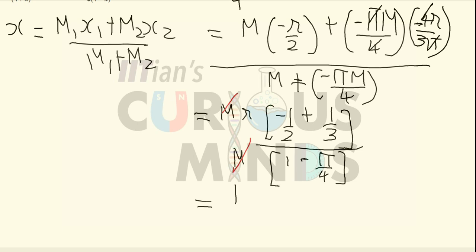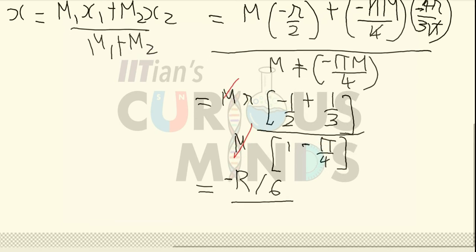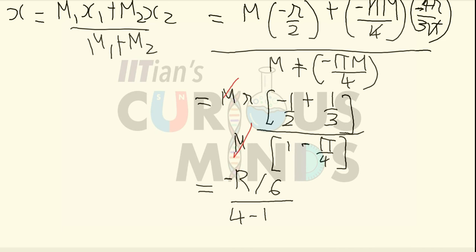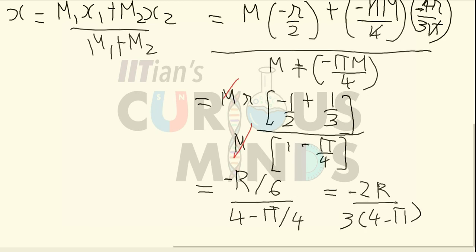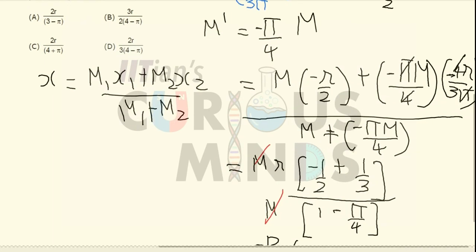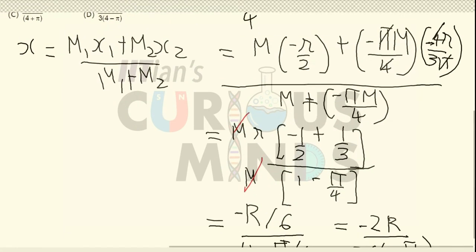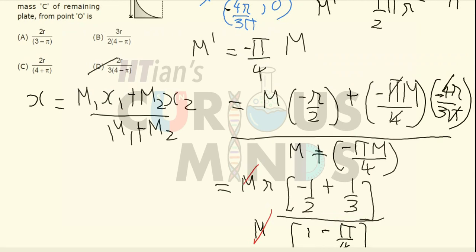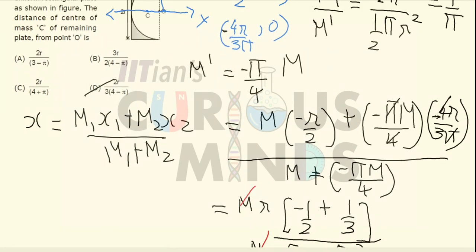So it will be equal to minus r divided by 6 divided by 4 minus pi divided by 4. So the final value will be equal to minus 2r divided by 3 times 4 minus pi, which is option number D. So the correct option will be option number D.